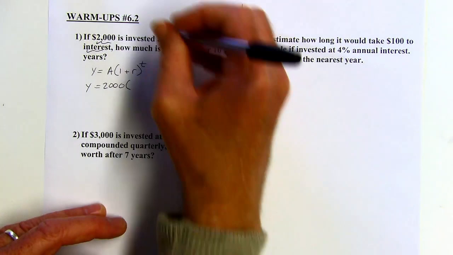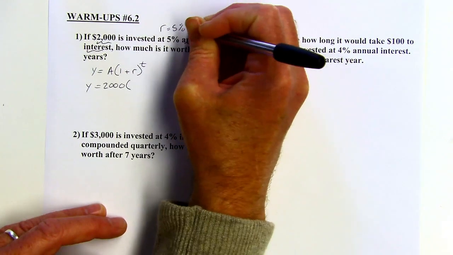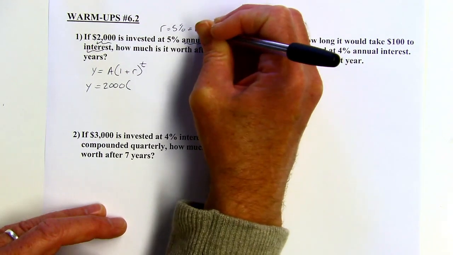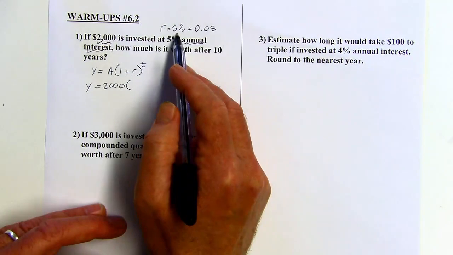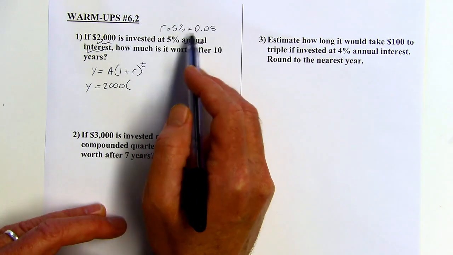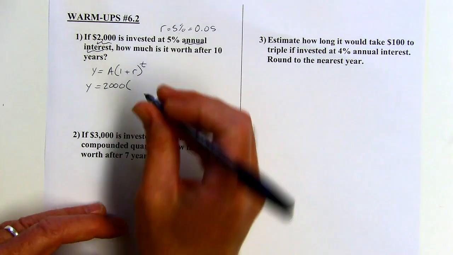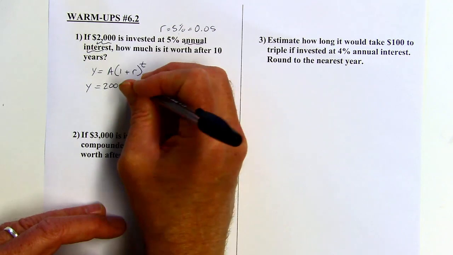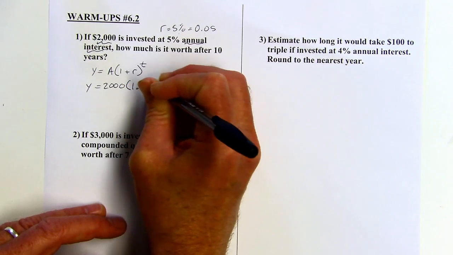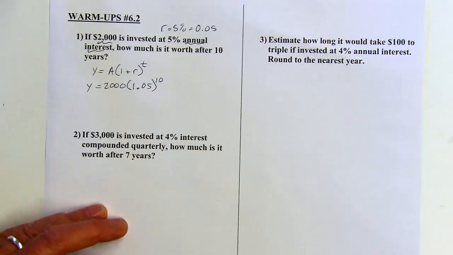Okay, and then my rate is the percentage. So yeah, it's 5%, but we want to write that 5% as a decimal. So that would be 0.05 as a decimal, right? You move the decimal 2 places to the left to change it into a decimal. So I've got 1 plus 0.05, so that would be 1.05. And then the time is 10 years, so 10 is my exponent, okay?